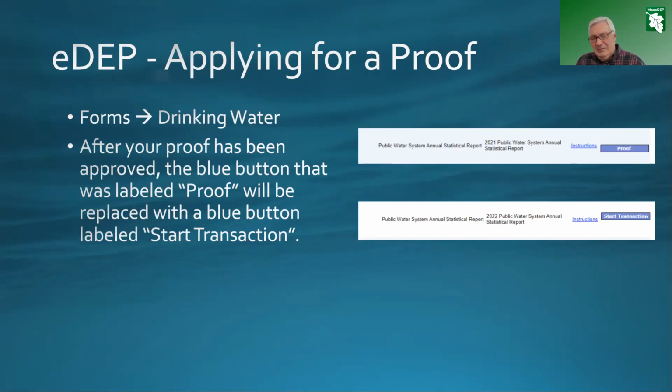Either we have not received the form or you never mailed the form, and it will lock you out of the ASR. Once you have the approved proof, you will see the Start Transaction button. And the Start Transaction button allows you to start the ASR for that year.